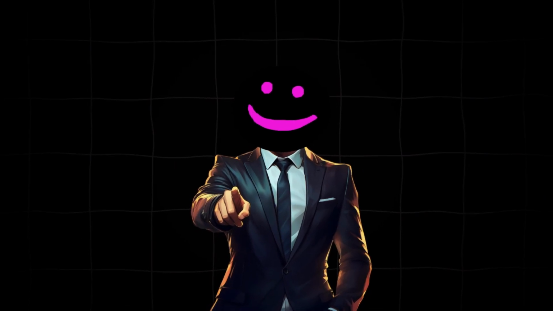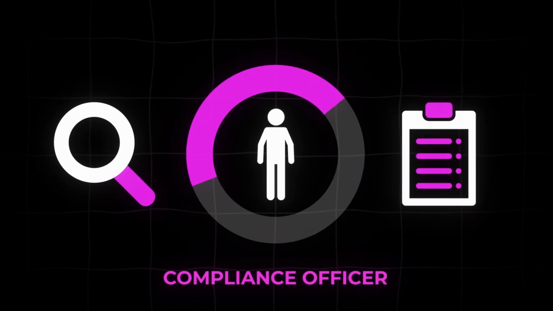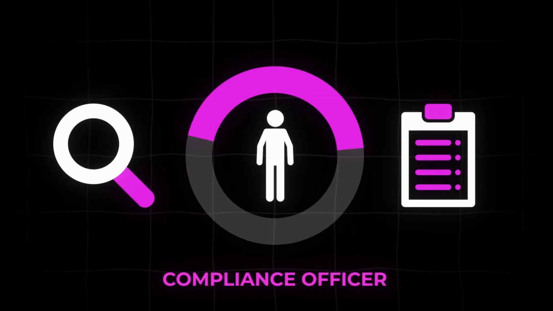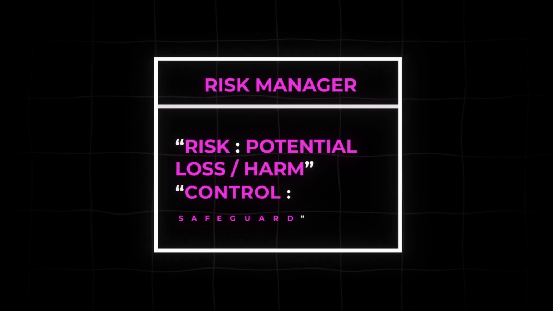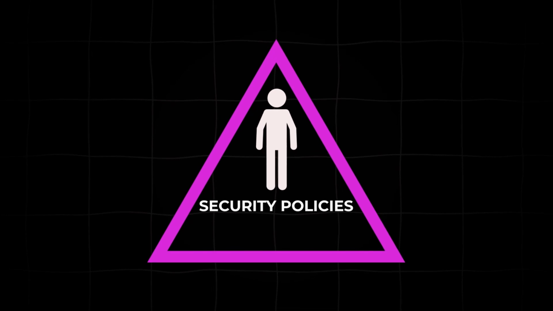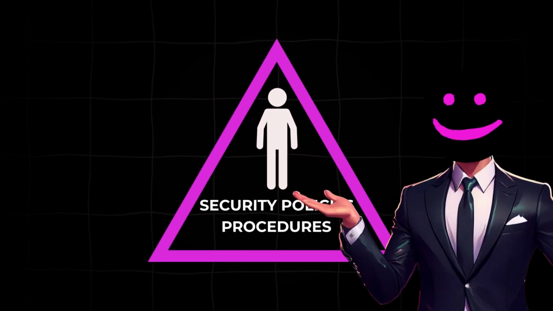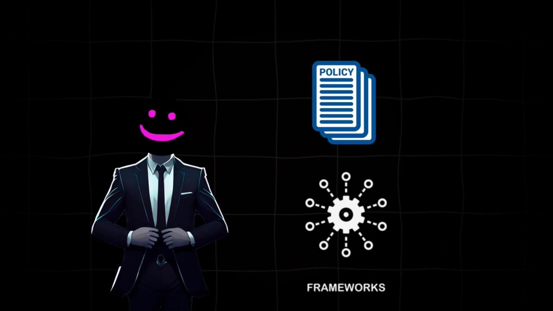Key roles in GRC include compliance officer, ensures that the organization is following regulations and industry standards like GDPR, HIPAA, or PCI DSS. Risk manager, identifies and evaluates risks, then helps develop strategies to mitigate them. Security auditor, reviews and audits security policies, procedures, and controls to ensure they're effective and compliant. GRC professionals are essential in highly regulated industries like finance and healthcare. If you're good with policies, frameworks, and balancing business needs with security, this could be your route.